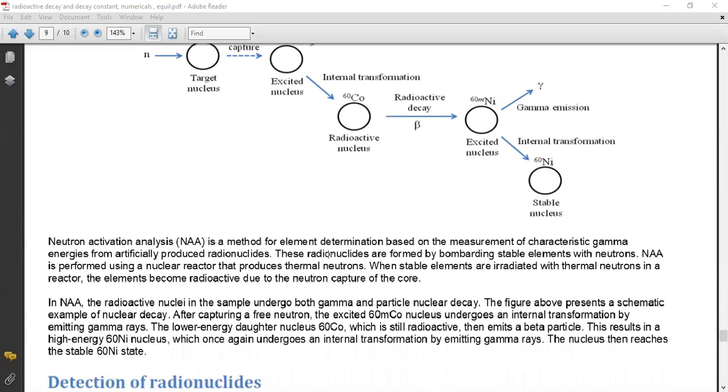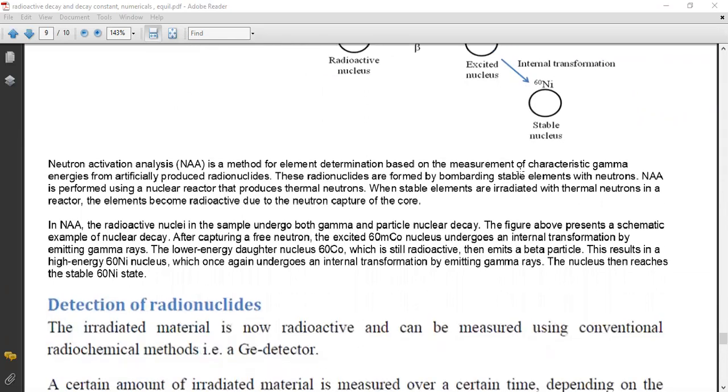From this gamma emission we are able to analyze the material. It's a method for element determination based on the measurement of characteristic gamma energies from artificially produced radionuclides. By measuring the gamma radiation, we can analyze the concentration of the material. These radionuclides are formed by bombarding stable elements with neutrons. It is performed using a nuclear reactor that produces thermal neutrons. When stable elements are irradiated with thermal neutrons in a reactor, the elements become radioactive due to neutron capture by the nucleus. Radioactive nuclei in the sample undergo both gamma and particle nuclear decay.